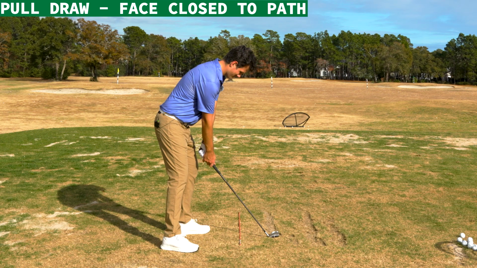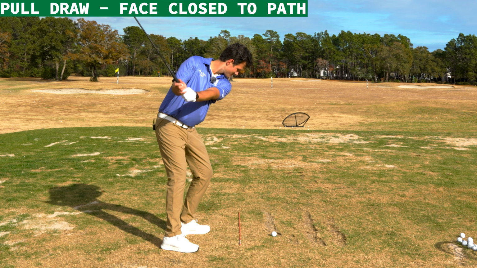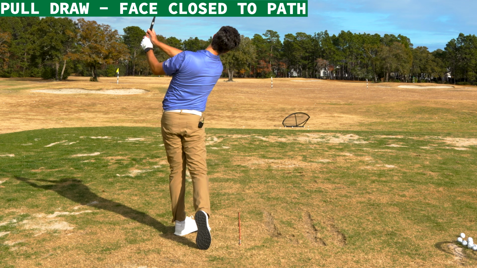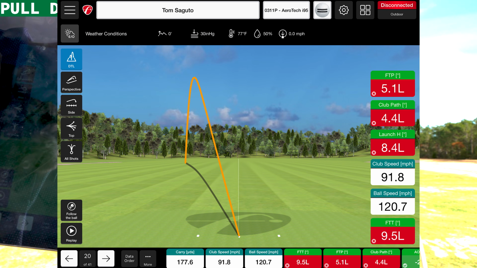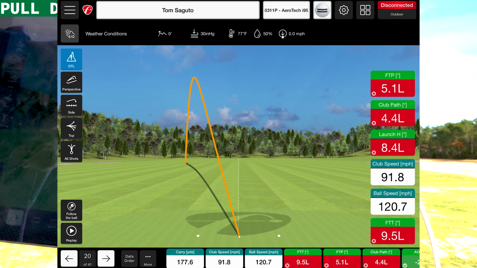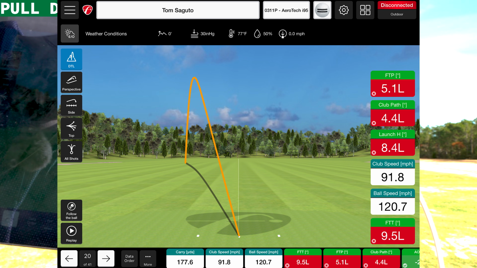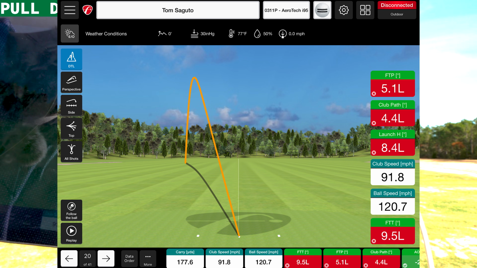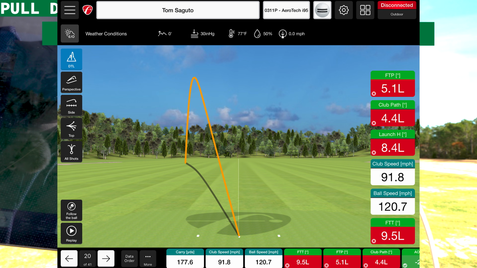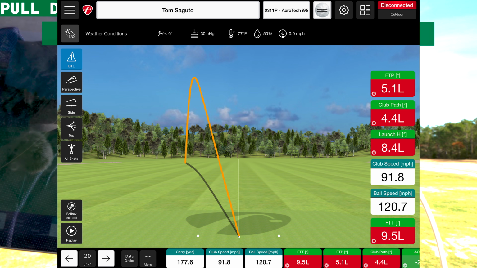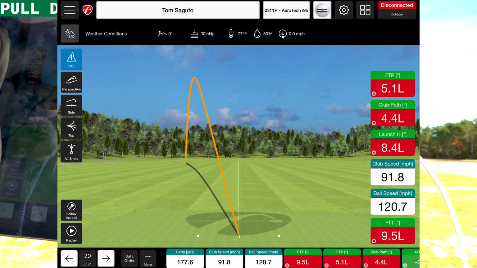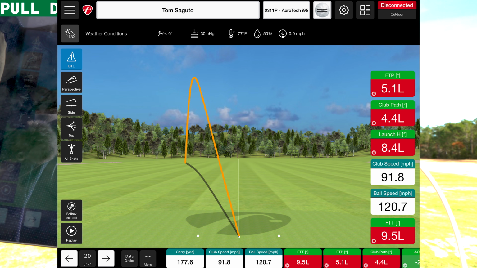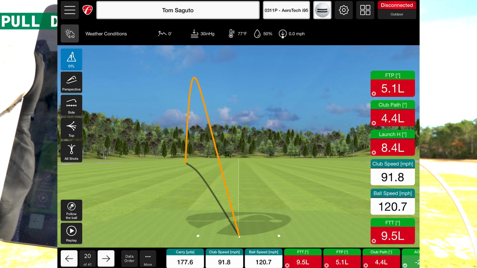It's a straight up pull draw. So you see here, the face was 9 degrees left of the target. The path was 4 degrees left. The face was more left than the path, so the face is close to the path. That means the ball is going to start left and then draw left. So that's a pull draw.